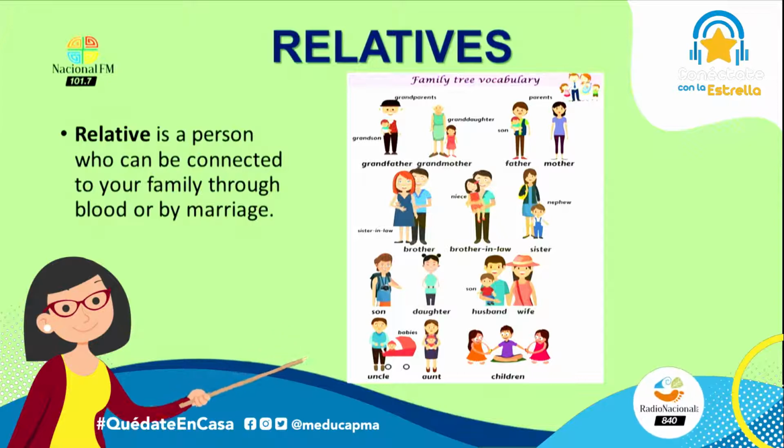Parents, okay. We got grandparents, grandmother, grandfather. And in this case, we got grandson and granddaughter. Let's say again, grandfather, abuelo, grandmother, abuela, grandson, nieto, granddaughter, nieta. We got also son and daughter, hijo, hija. Son for boy, daughter for a girl.